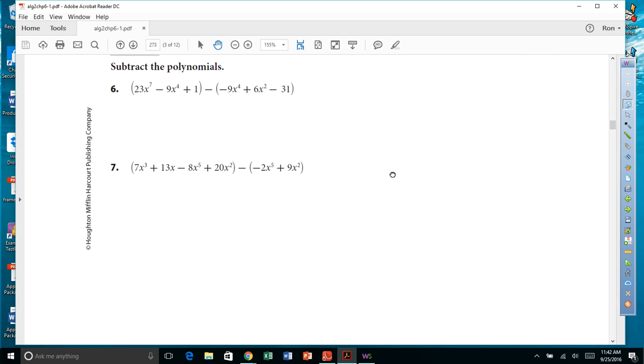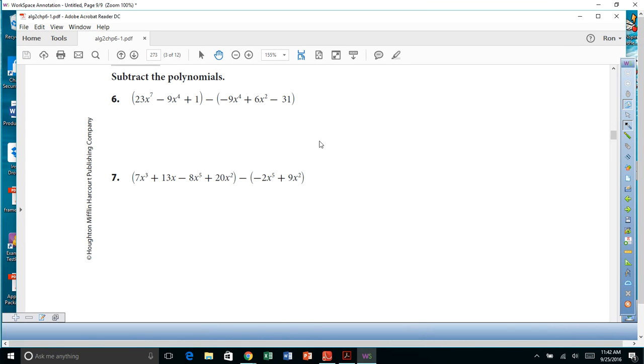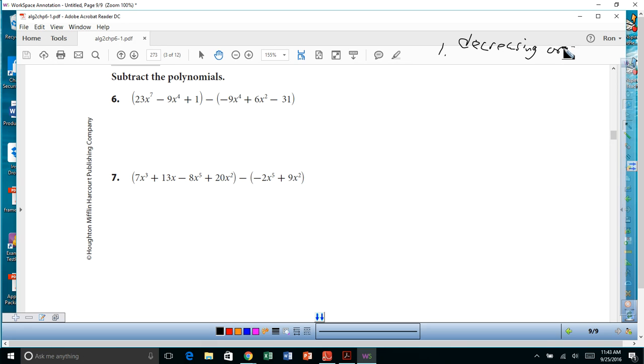All right. Now, let's see here. First, let's check and make sure, is it in decreasing order? Yes. 7, 4, all right, 4, 2, good. So, what do we need to do first? First, decreasing order. Second, I would distribute the negative. Write it over here, negative.